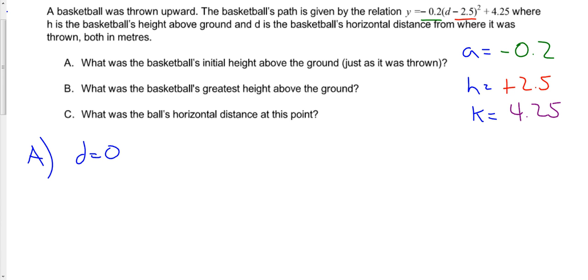So given the formula, y is equal to negative 0.2 times (d minus 2.5) all squared. Let me clean that up a little bit just because we want to make it easy to read.